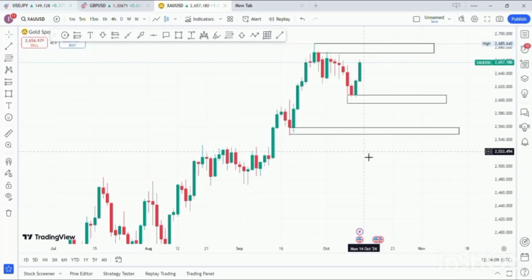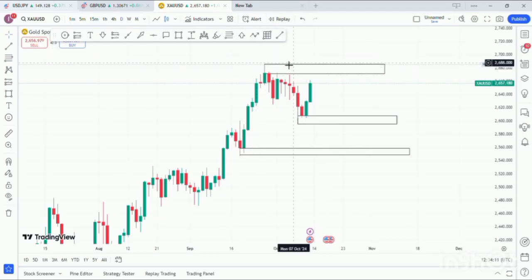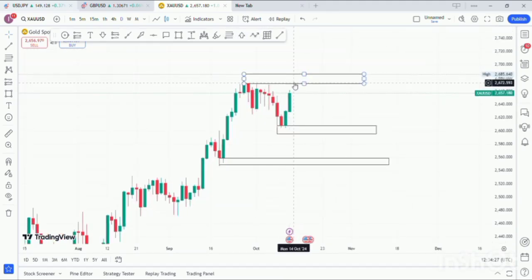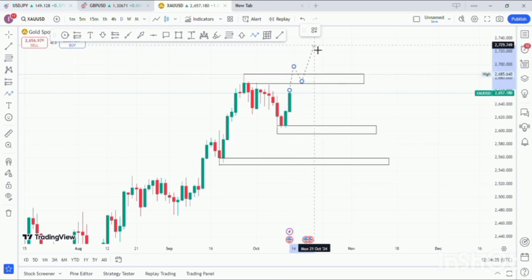So right here on XAU USD, we're expecting price to continue its movement to the upside. Remember, it's currently on the movement to the upside. We expect price to continue its movement to the upside to respect this resistance zone, or possibly or most likely break out of it to continue to the upside. So guys, I'm just going to draw that out. Expect price to continue its movement to the upside to respect this zone right here, or possibly break out of it to continue to the upside.